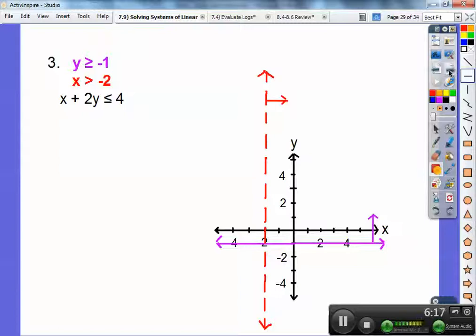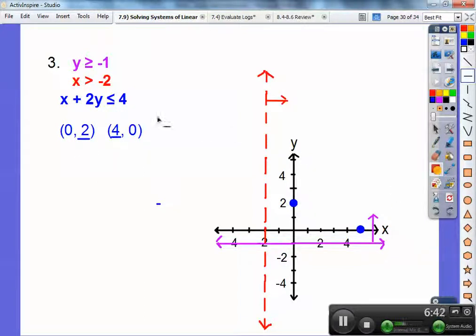Okay. All right, now, so I know it's going to be greater than, so everything to the right is greater than on this one. 0 is greater than -2. 0 is greater than -1, so I'm shading above the purple to the right of the red. And then now we got to insert this guy. So I'm going to do the zeros on this guy. So when I do the zeros, when x is 0, 2y equals 4, so y equals 2. And when y is 0, x equals 4. So there's those points right there.